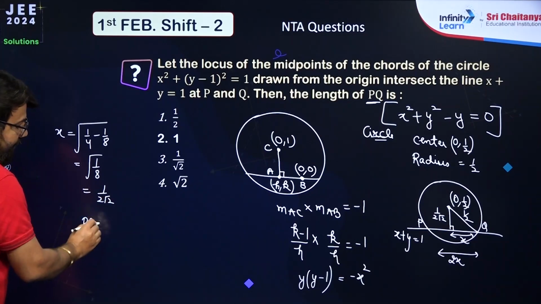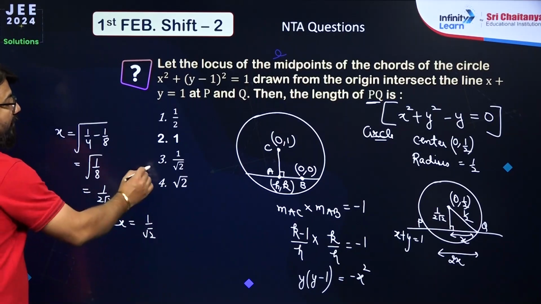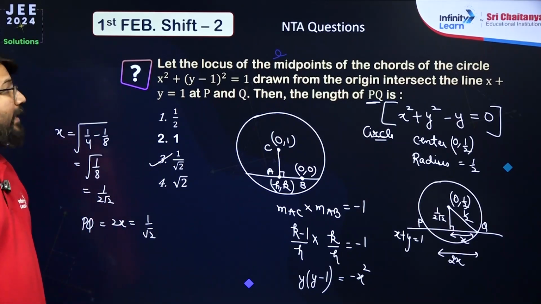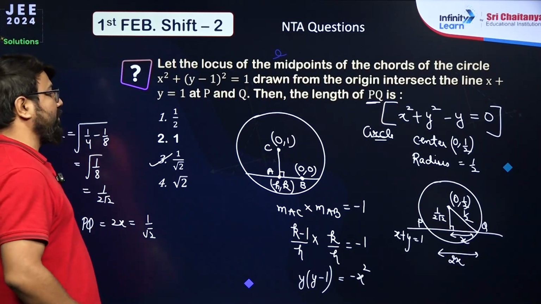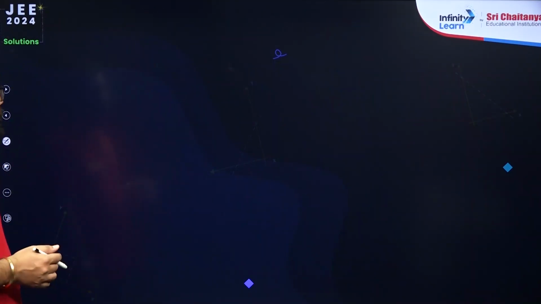Now PQ is actually 2x, and if I multiply it by 2, that will become 1/√2. 1/√2 is given to us in the option C. That is why option C will be the final answer. I hope you understood how to do this problem. So we are moving ahead to the next one.